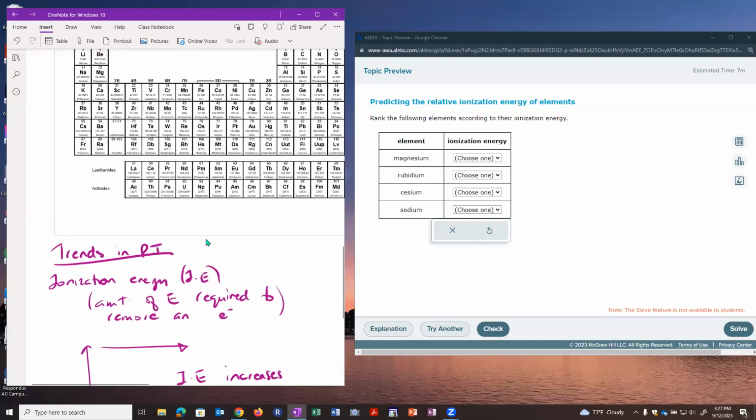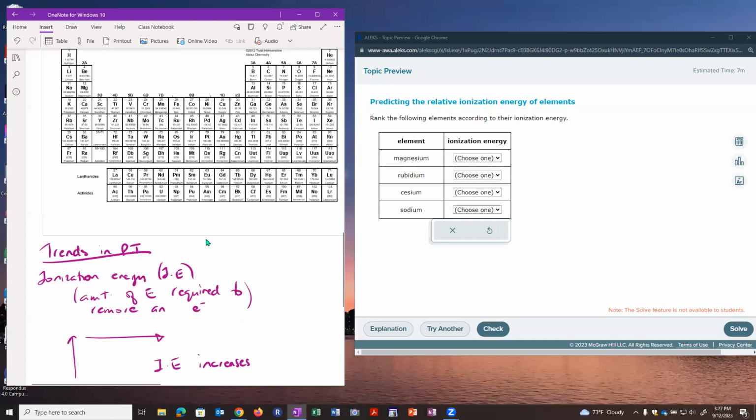Okay, so all we need to do is to find our elements on the periodic table and just compare them to see where they actually fall in that trend. So we have magnesium, Mg. We'll highlight them. So Mg is here. We have what else? Rubidium, Rb. We have cesium, Cs, and then we have sodium, which is Na.